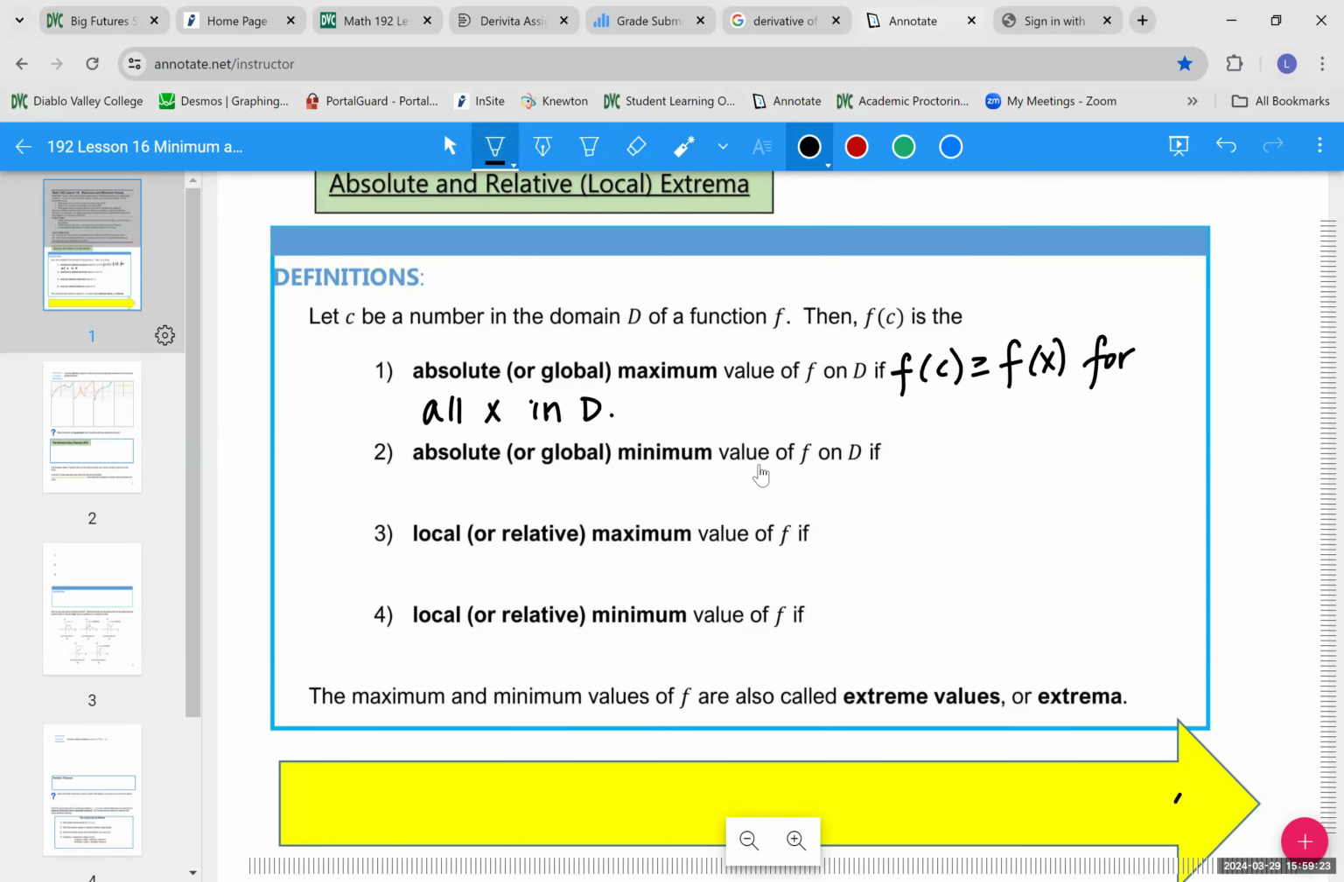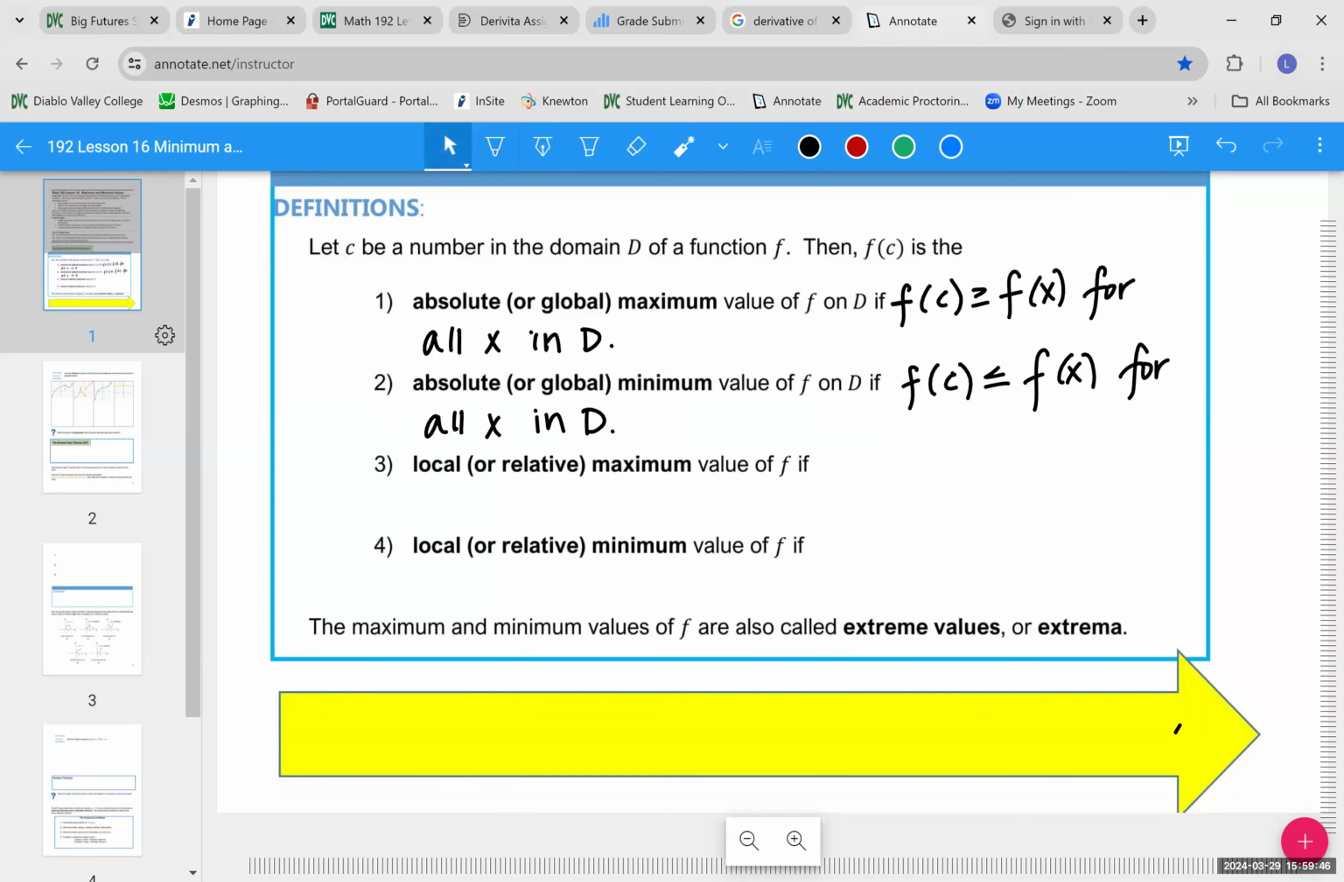Similarly, a global min would be the same thing. It's just that f of c, that y value, would now be less than or equal to f of x, all the other y values for all x in the domain. Okay. So those are absolute or global. We use those two words interchangeably. I will probably use them interchangeably.